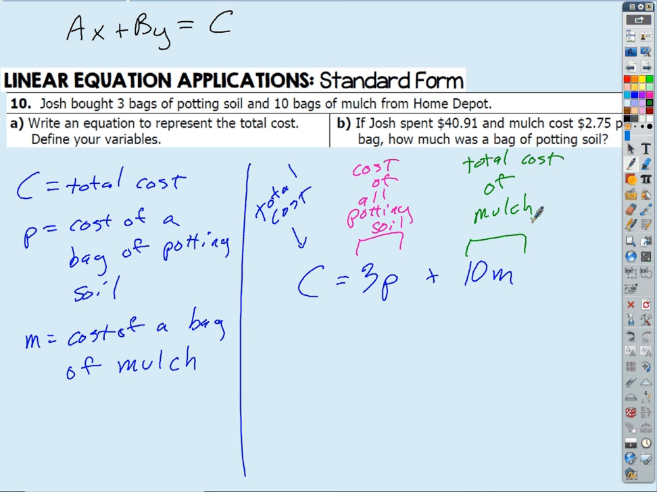Okay, so we're not going to finish this problem today. If Josh spent $40.91, what is that? Is that going to be a C or a P or an M? C. That's a C. So 40.91 goes in for C. And mulch costs $2.75 per bag, that's M. The only thing left to solve for is P, right? So we can find it.